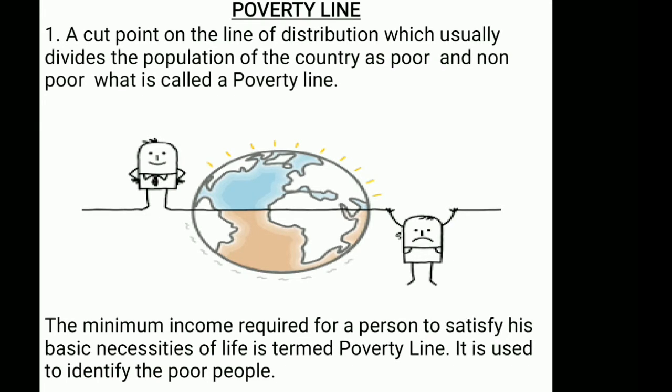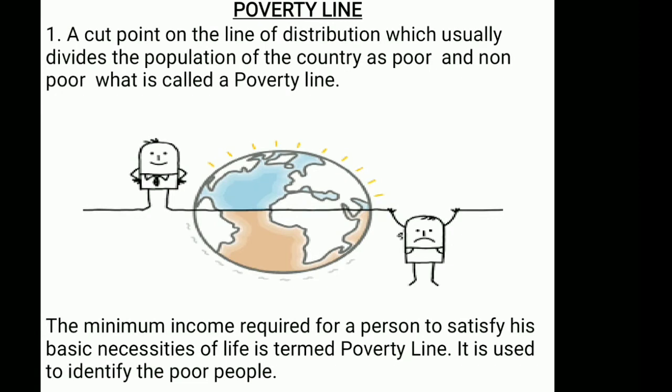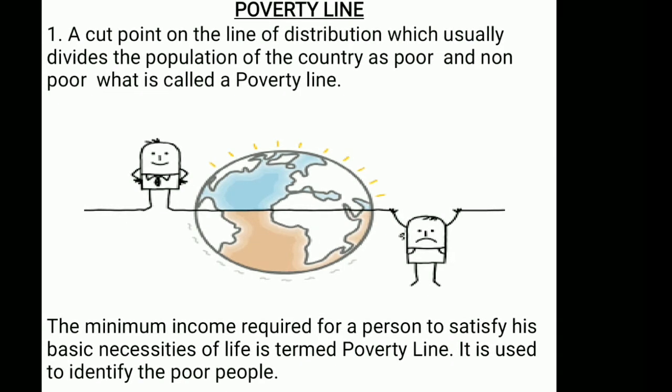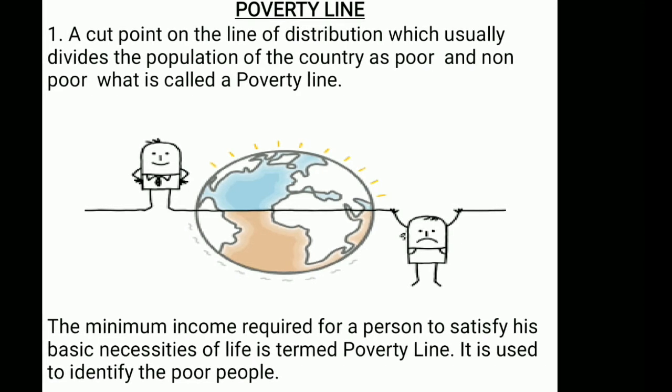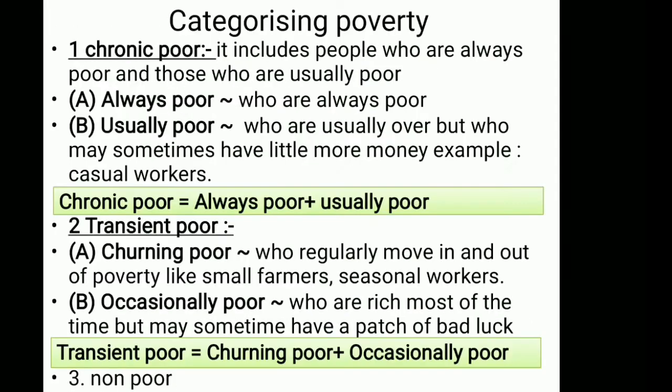What do we mean by poverty line? Poverty line is a cutoff point which divides the population into two parts, poor and non-poor. So you can write down: it's a cut-off point on the line of distribution which usually divides the population of the country into poor and non-poor. That line is denoted as the poverty line. For this, the minimum income required for a person to satisfy his basic needs of life will be termed the poverty line. So this is generally used to identify poor people.